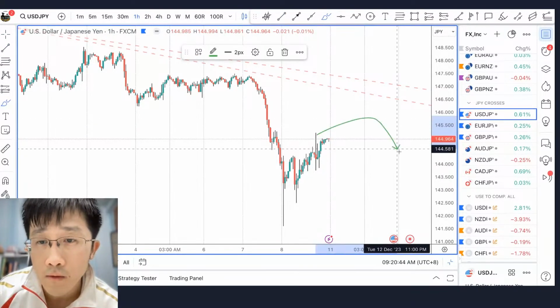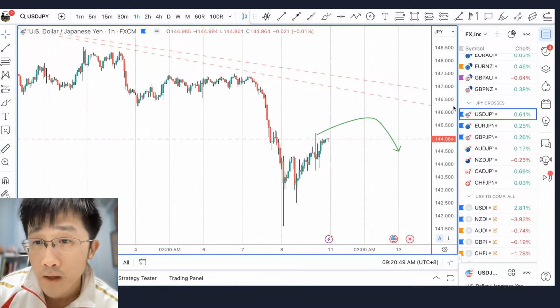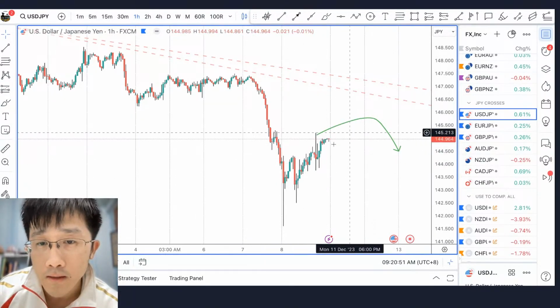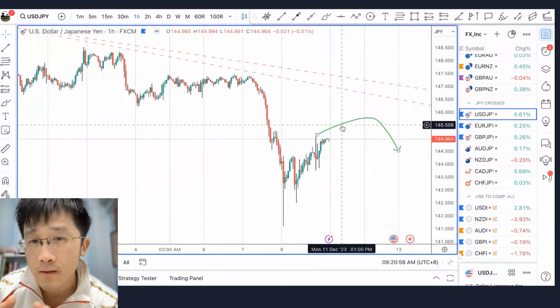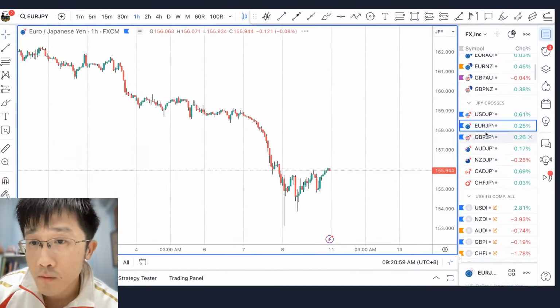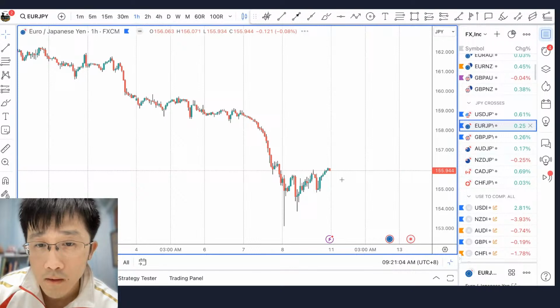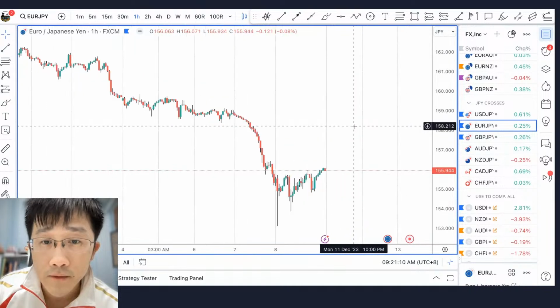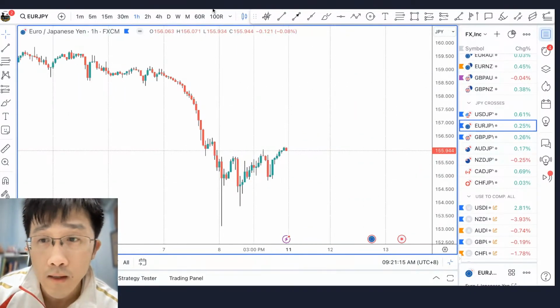Okay, so that is for the yen and yen crosses. I don't know how much retracement is going to happen, but as long as I see weakness or consolidation, then I will take note of USD yen, Pound yen, Euro yen. The reason why we choose these is because they are both significantly weaker compared to the other majors.